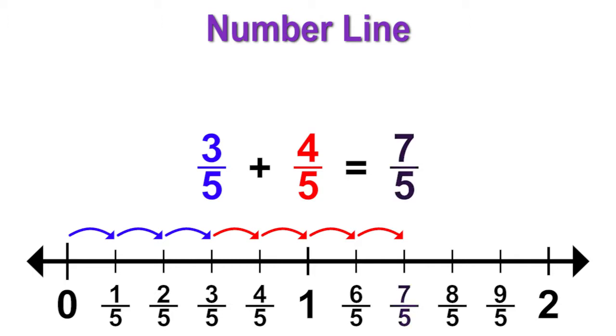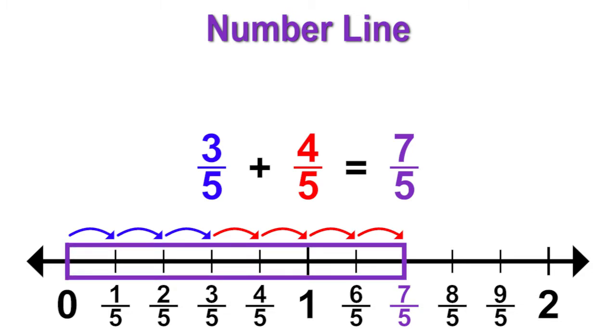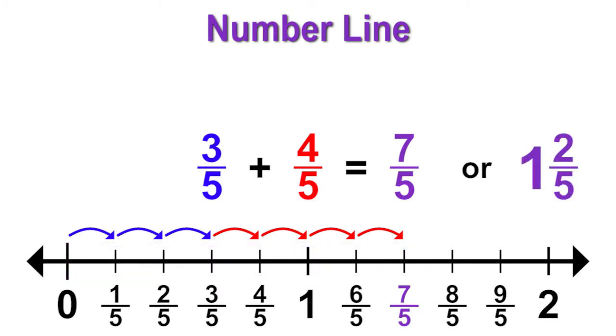We land on 7/5. Notice that the numerators are added, but each jump represents a fifth, so the denominator always stays the same. Looking closely at the number line, we see that we jumped 1 whole and 2/5 more, so the sum of 7/5 is the same as 1 and 2/5.